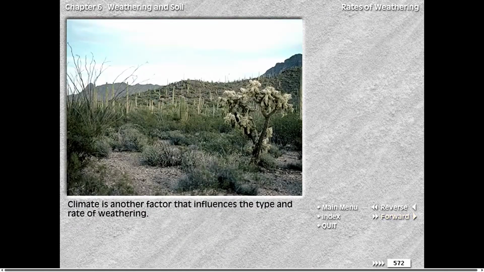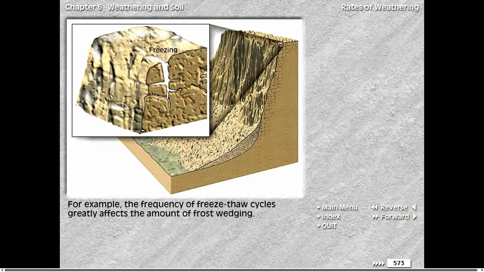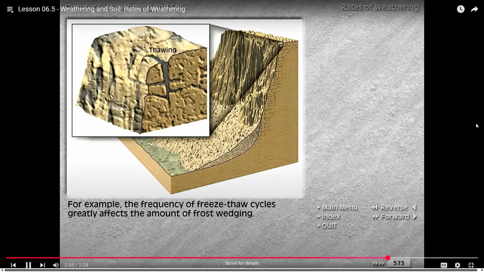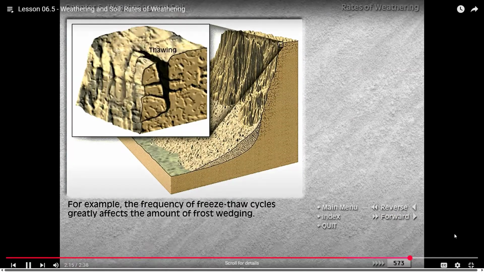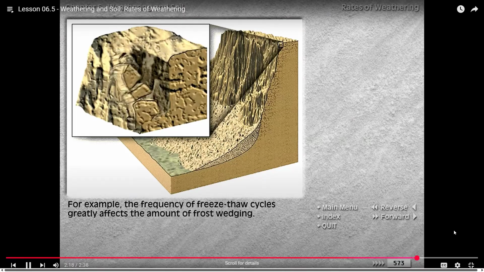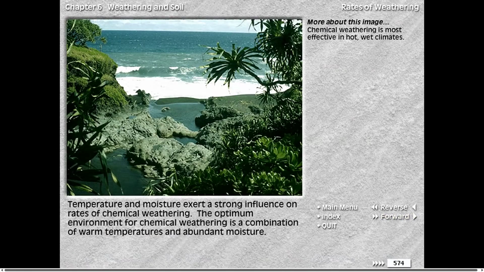Climate is another factor that influences the type and rate of weathering. For example, the frequency of freeze-thaw cycles greatly affects the amount of frost wedging. Temperature and moisture exert a strong influence on rates of chemical weathering. The optimum environment for chemical weathering is a combination of warm temperatures and abundant moisture.